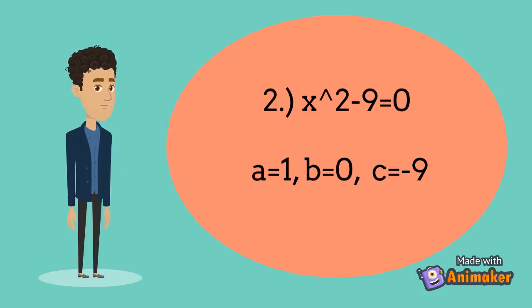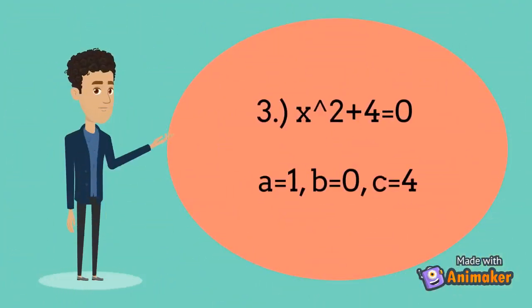Example number 2, x squared minus 9 equals 0. The value of a equals 1, b equals 0, c equals -9. Example number 3, x squared plus 4 equals 0. The value of a equals 1, b equals 0, c equals 4.